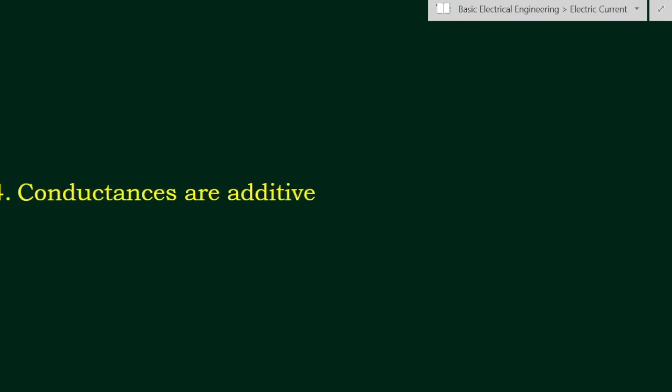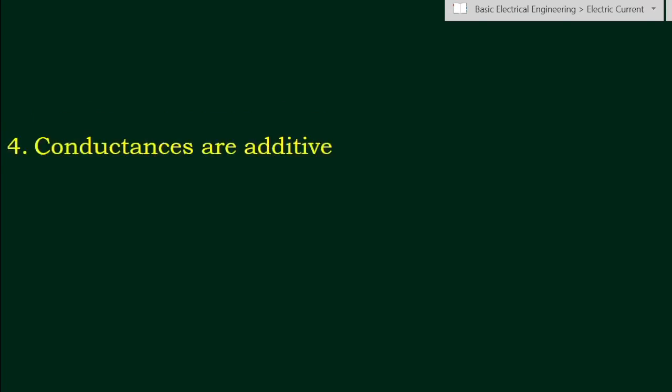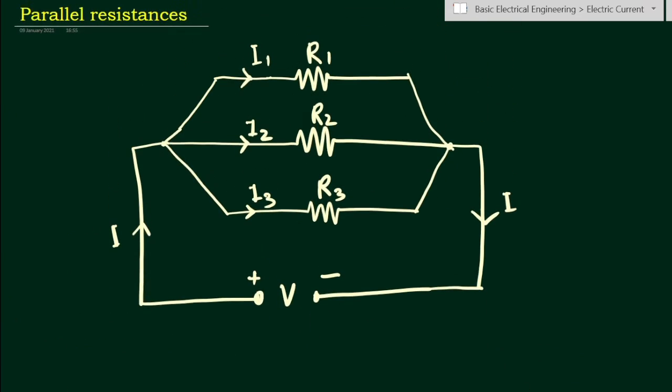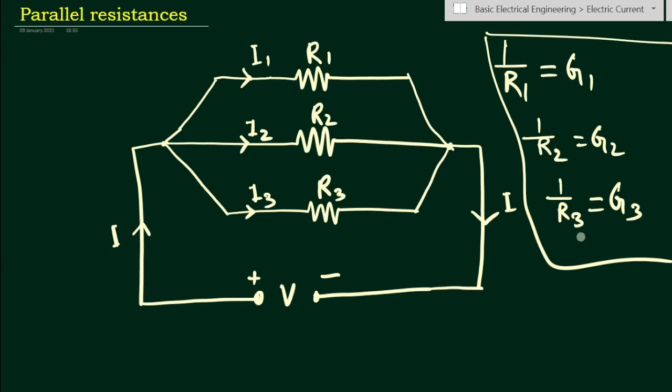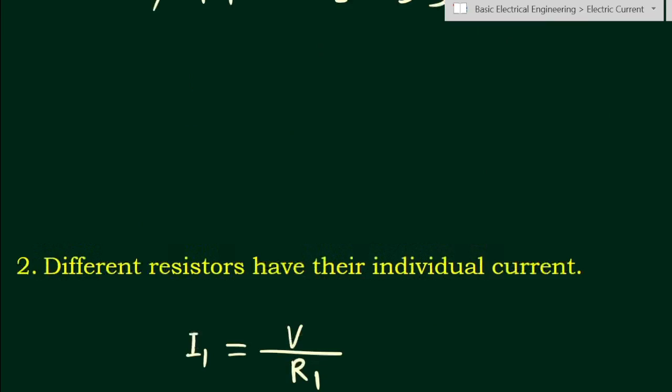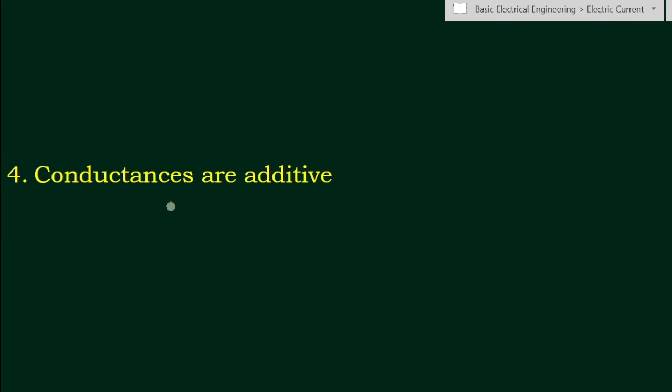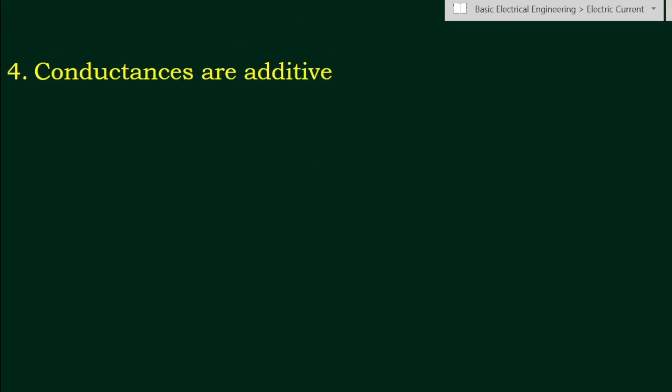Okay, now let us go to our fourth property. Conductances are additive. Conductance is the opposite of the resistance. Suppose 1 by R1 is equal to Z1, 1 by R2 is equal to Z2, 1 by R3 is equal to Z3. Suppose these are the conductances of the resistances R1, R2 and R3. Then according to the fourth property, conductances are additive. That means the total conductance, if we assume it to be capital Z, will be Z1 plus Z2 plus Z3.